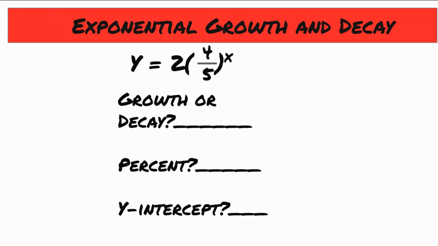Remember, the y-intercept is determined by that lead number, that 2 out front, because 4/5 to the 0 would be 1, and when we have a y-intercept, our x value is 0. So we would have a decay of 20% with a y-intercept or starting value of 2.